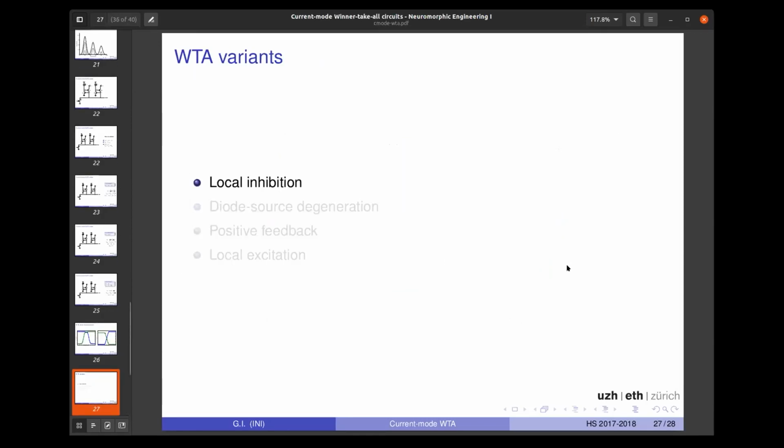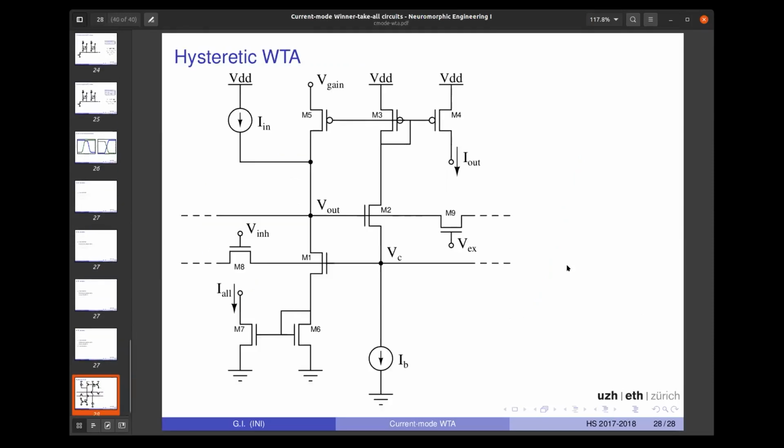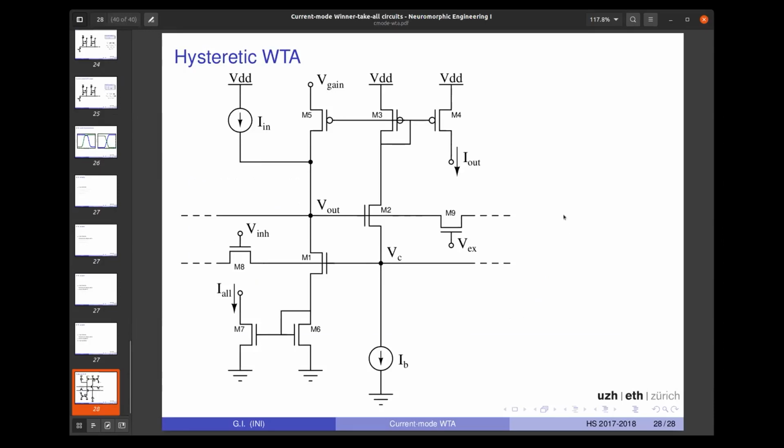But let's go on to this smoothing part, and I'll just skip through all of these and just go on here. Okay, so this is now the final, yeah, we only have 3 minutes, but it's the last slide. It's the final schematics of the winner take all that has the smoothing and also local inhibition and hysteretic.